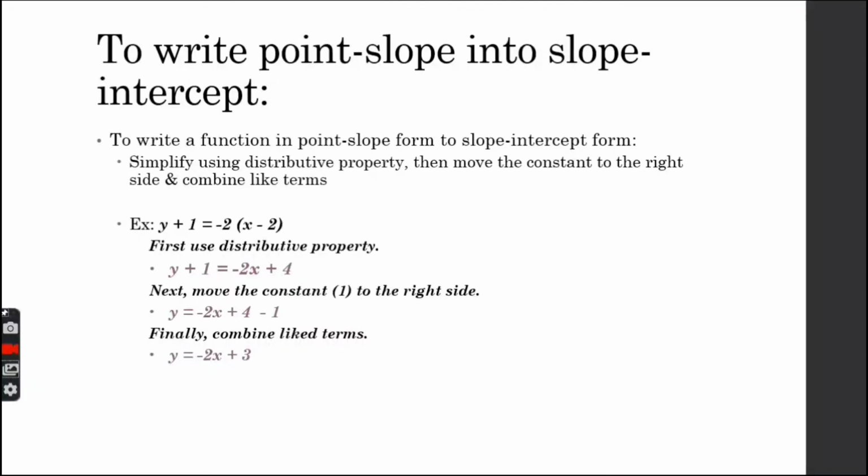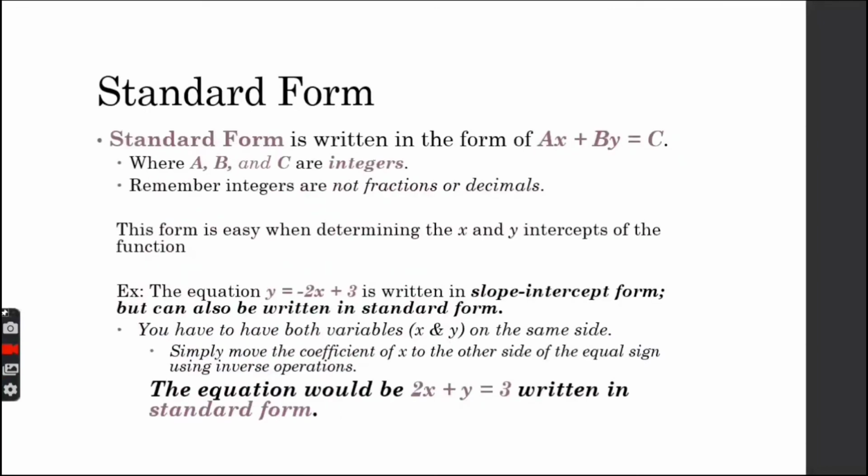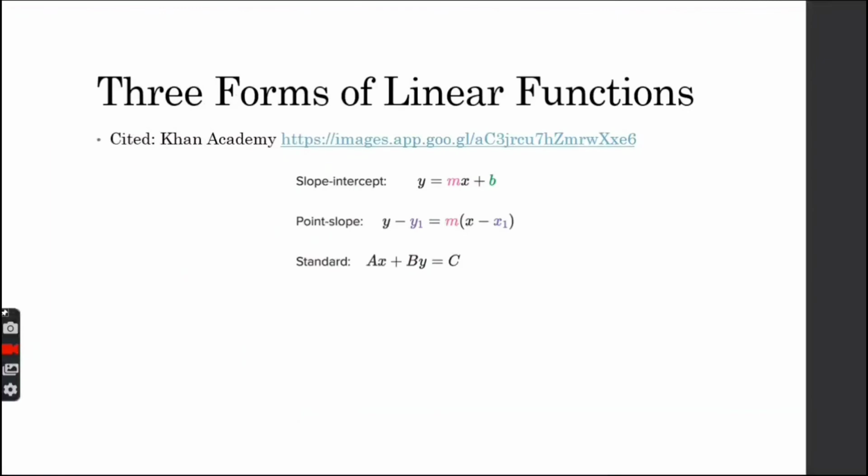So every form we did is the same function. So y equals negative 2x plus 3 is the same function as y plus 1 is equal to negative 2 times x minus 2. And it's also the same as the standard form we had, which was 2x plus y is equal to 3. All those are the same exact line on a graph. And then we have a recap of those formulas. Slope-intercept form y equals mx plus b. Point slope y minus y1 is equal to m times x minus x1. And then our standard form ax plus by is equal to c.